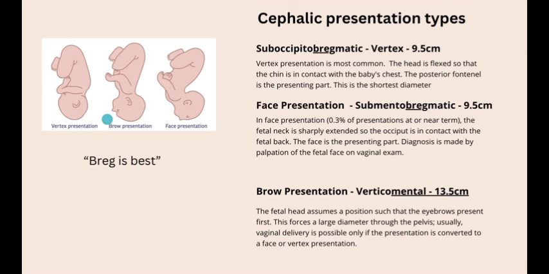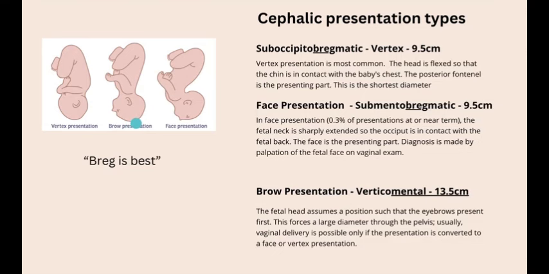The other type is a face presentation on this side, and this is known as a submentobregmatic, or face, and you can see that the face is the actual presenting part because the neck is extended, and so the occiput is actually in contact with the fetal back, so it's very close to touching. The face is the presenting part, and as I said before, this can be diagnosed during palpation, while you're palpating the face on a vaginal exam or by ultrasound.